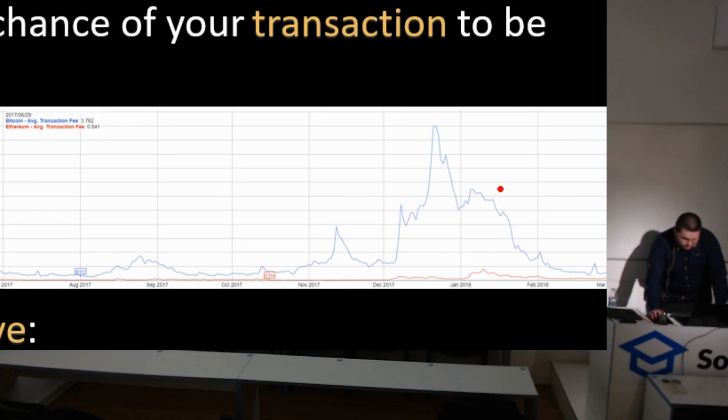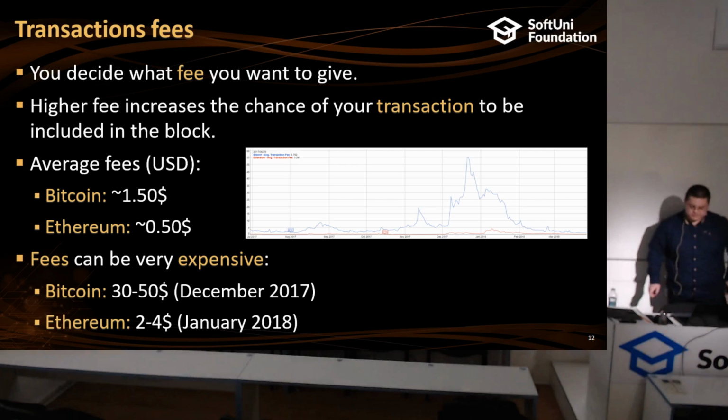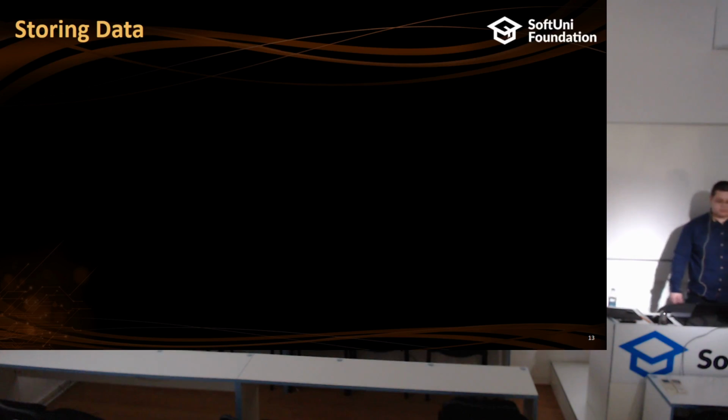So here, I don't know if you can see, is a chart from July 2017 till nowadays showing the average fees. In blue, you can see the Bitcoin network's fees, and on the bottom side, you can see the Ethereum fees. So this is pretty much about fees. And the last metric that we are going to talk about is storing data.